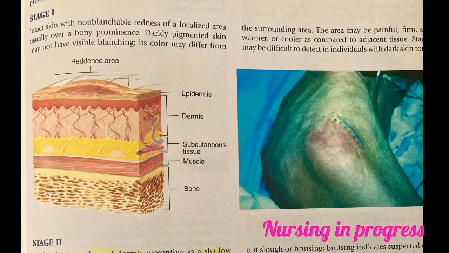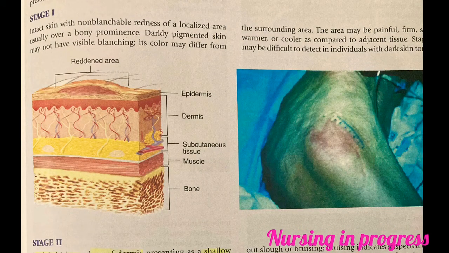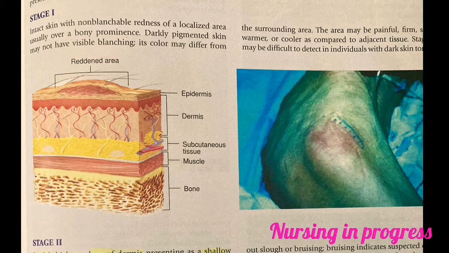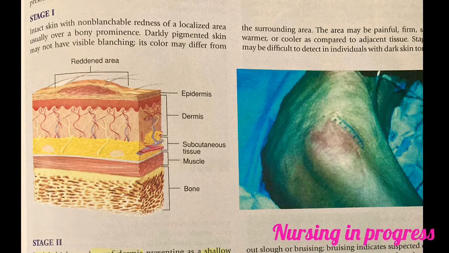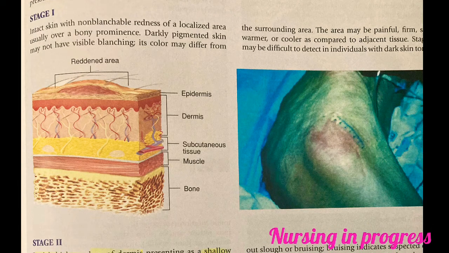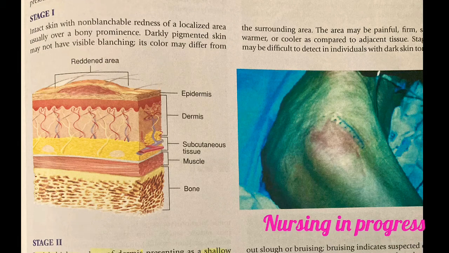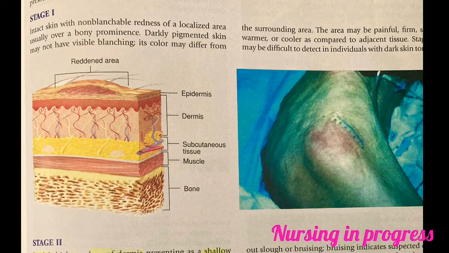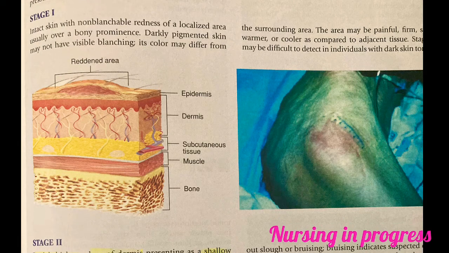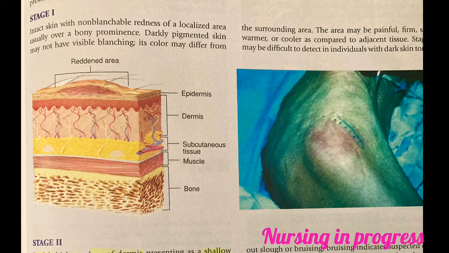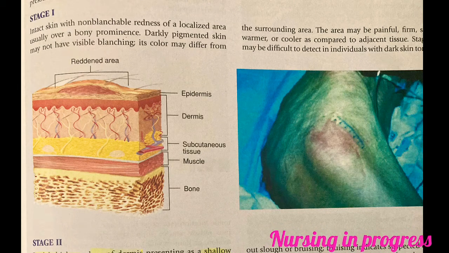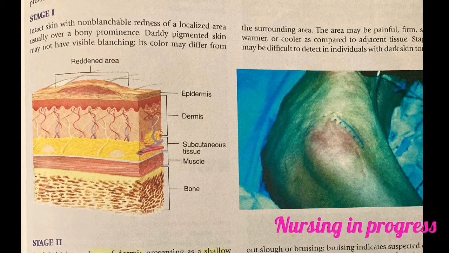Okay, so remember how I told you guys to remember EDS? First is the epidermis, then the dermis, then the subcu, then the muscle, then the bone. So let's talk pressure ulcer stages. The first stage you must remember, because there's definitely going to be a few questions about that on the exam.